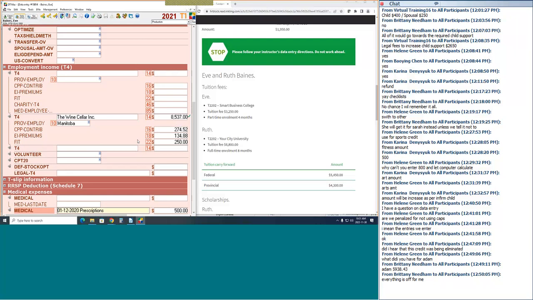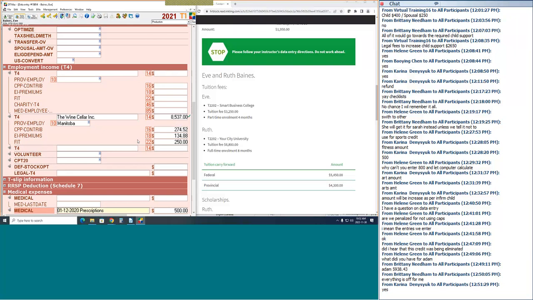First of all, do they have a tuition receipt that is valid? In this case, they both have a T2202. The next question you have to ask is, if they have a T2202, are they a qualified student? Because if somebody else paid for that for them, maybe Eve's employer paid for it and did not make it a taxable benefit for her, maybe Eve went to EI and had a non-taxable EI tuition assistance. In that case, she's going to get a T2202, but you can't put it on the return because she's not entitled to a tuition credit.